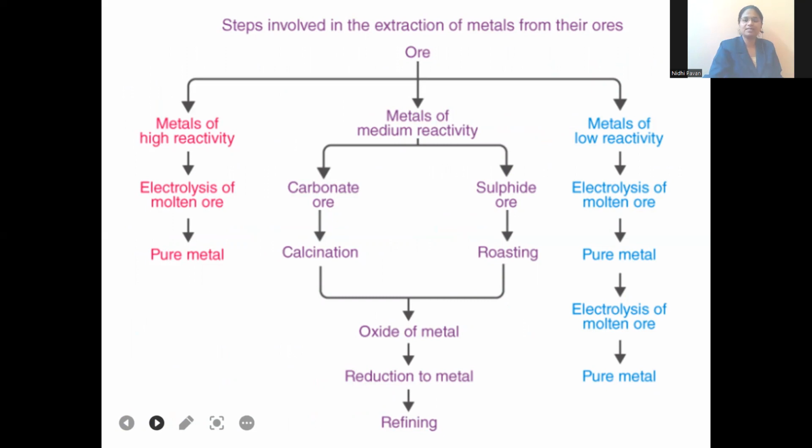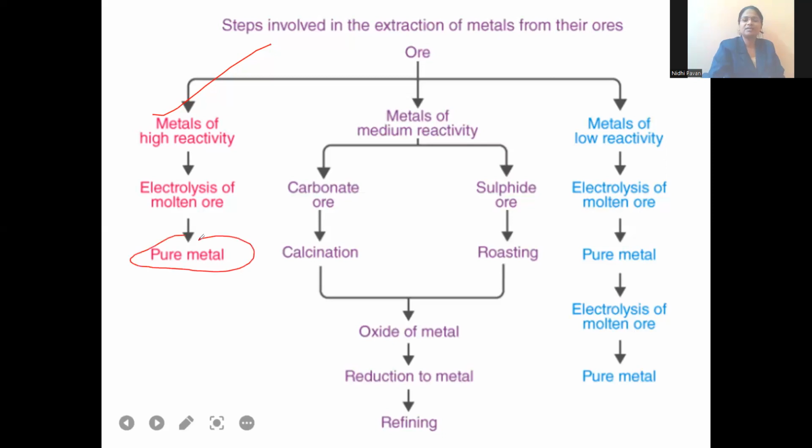So here you can see the flow chart involved in extraction of metals. The metals of high reactivity like sodium, potassium, etc. will be obtained by electrolysis of molten ore. So we have to select the molten ore of it and we have to electrolyze it. From that we will get a pure metal.